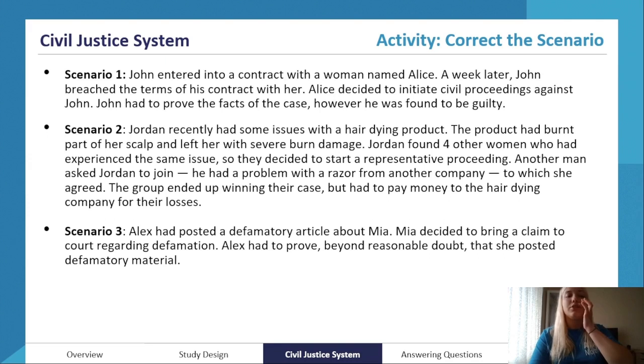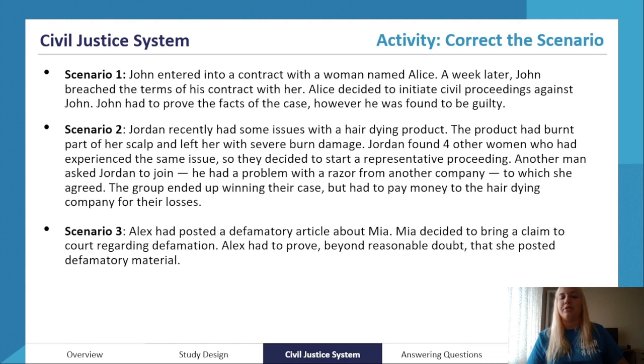Scenario 1, John entered into a contract with a woman named Alice. A week later, John breached the terms of his contract with her. Alice decided to initiate civil proceedings against John. John had to prove the facts of the case, however, he was found to be guilty. What are the terminology errors in this scenario?